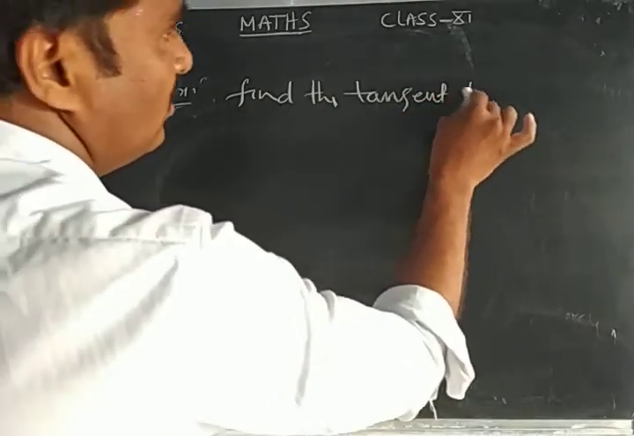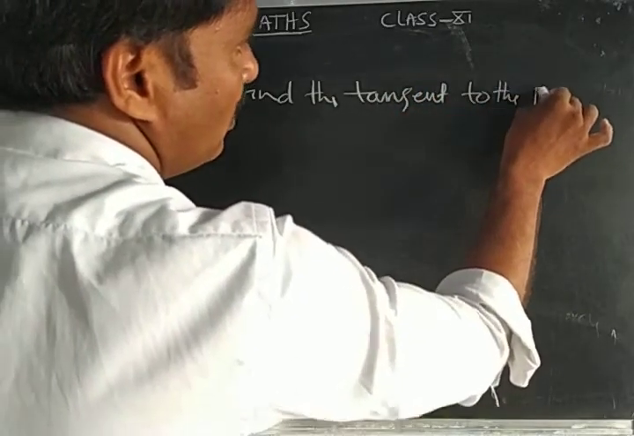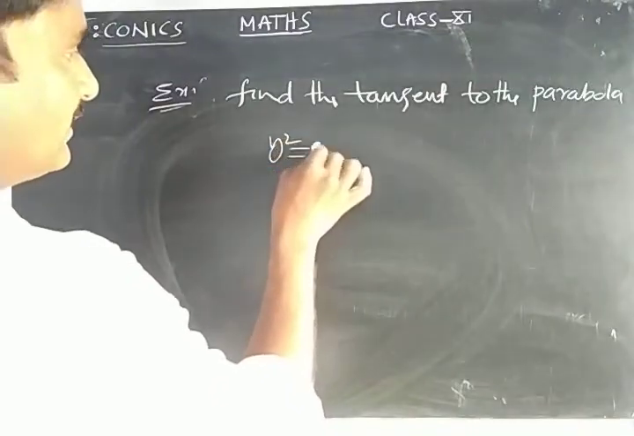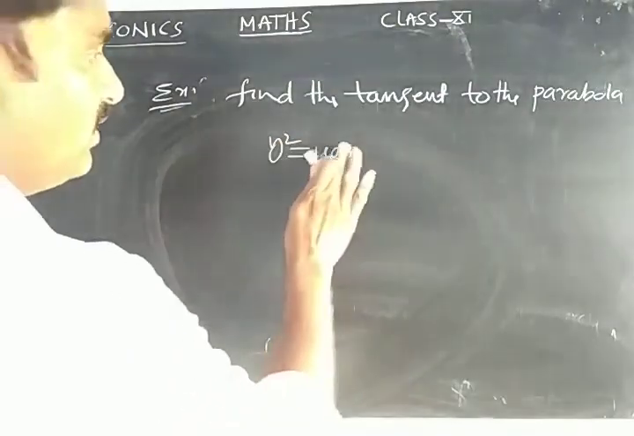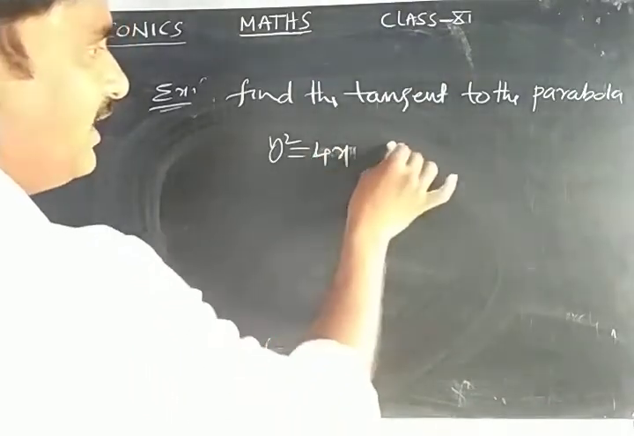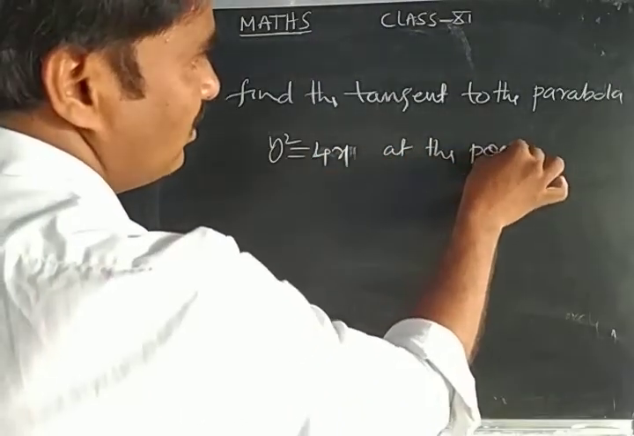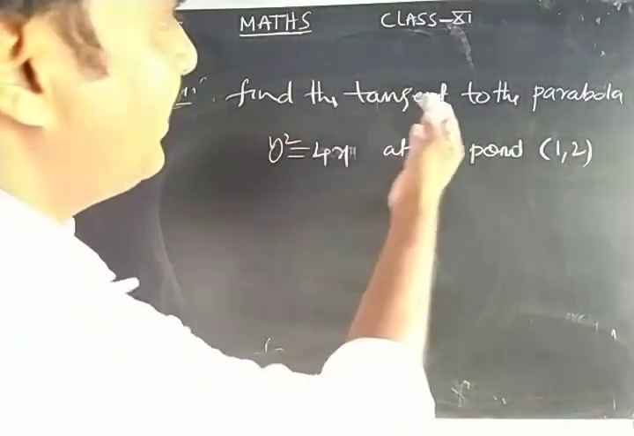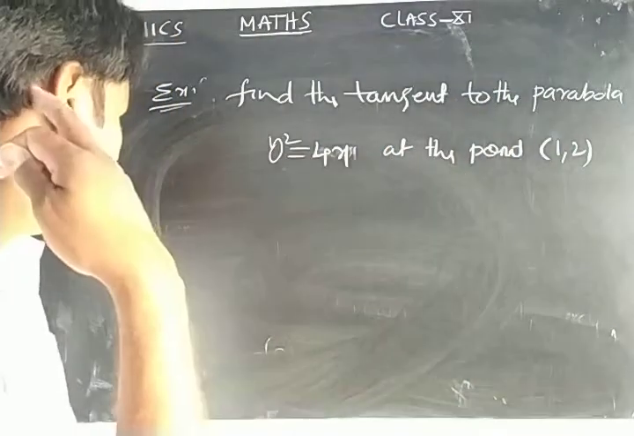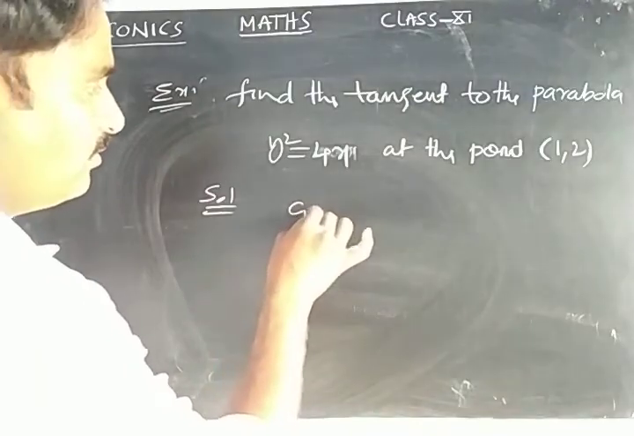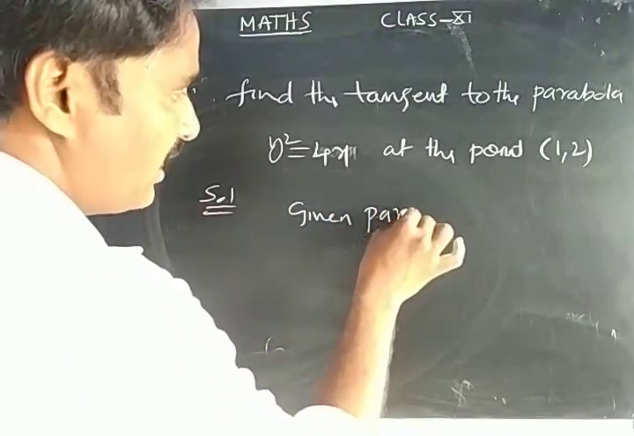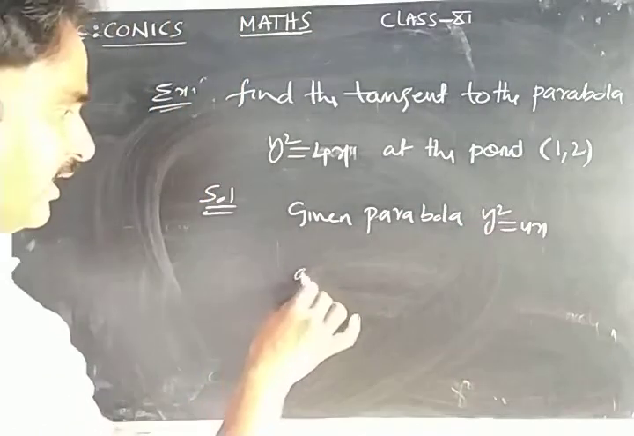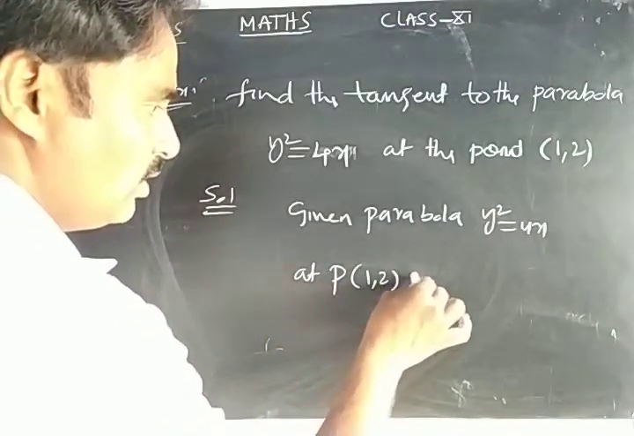Find the tangent to the parabola y square equal to 4x at the point 1, 2. Solution: the given parabola I am taking as y square equal to 4x, at P(1, 2). We are going to find the equation of tangent at point P.